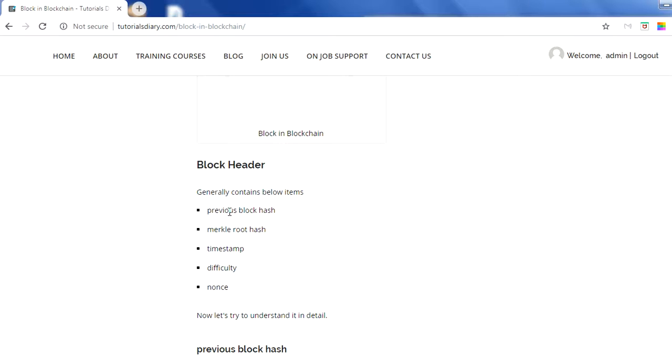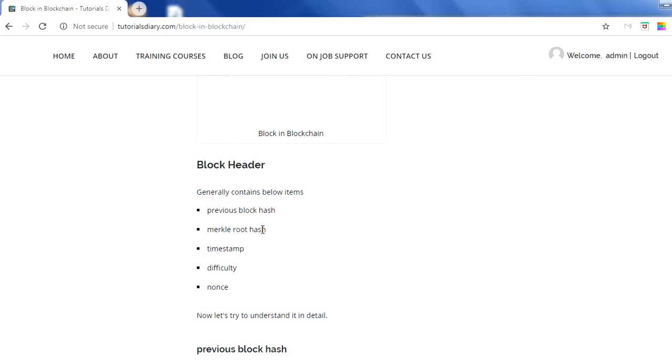Every block will always have a previous block hash, with the exception of the Genesis block, because the Genesis block will be your first block. It will not have any reference, right? After the Genesis block, each and every block will have a reference to the previous block. So this is the very first element which we have.